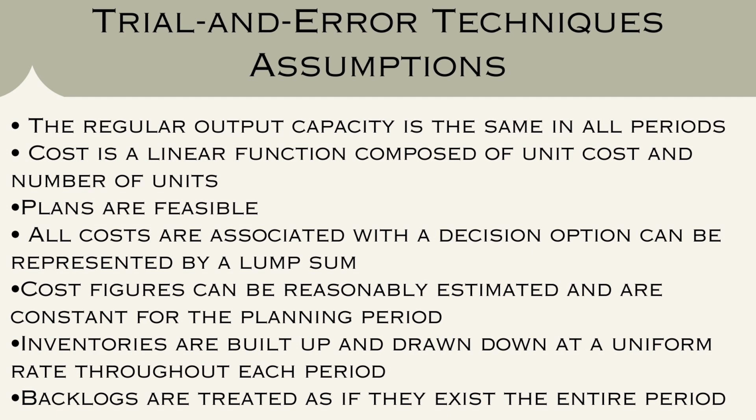Next is that cost figures can be reasonably estimated and are constant for the planning period. Cost figures used in the analysis can be well evaluated and these costs remain constant throughout the planning period. Next is that inventories are built up and drawn down at a uniform rate throughout each period. That means inventories are managed by always building them up and drawing them down at a uniform rate throughout each planning period. Last is that backlogs are treated as if they exist the entire period. Any backlog or back orders are treated as if they exist for the entire planning period and are not subject to any specific time variations or changes.